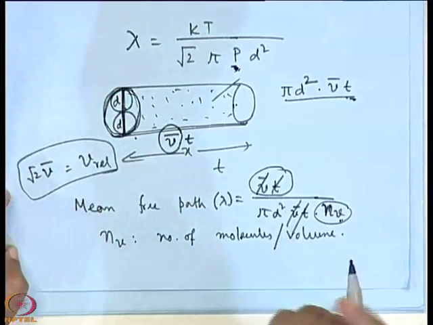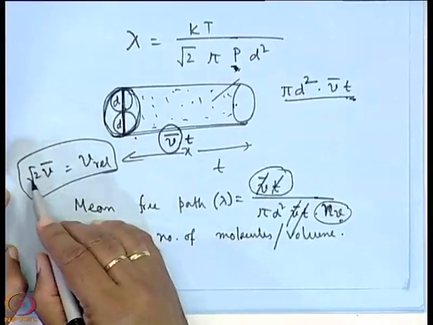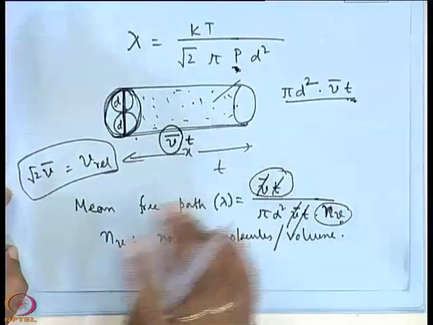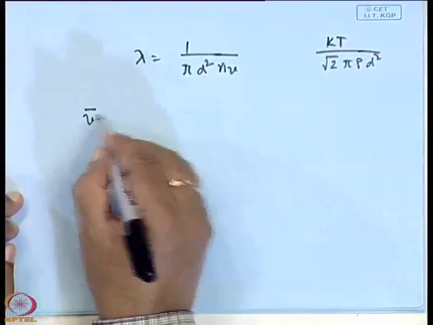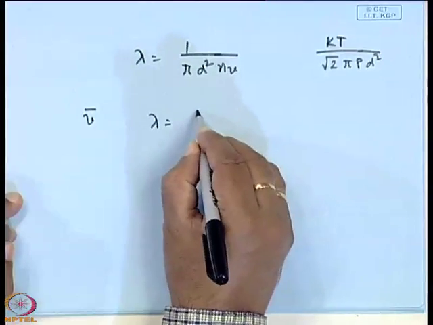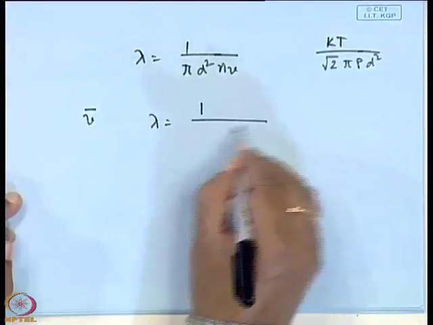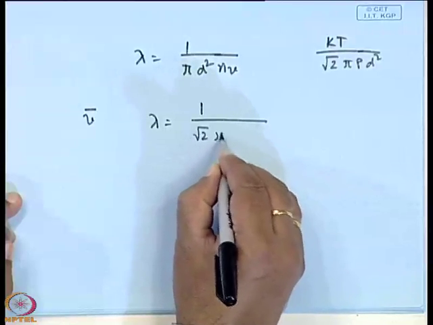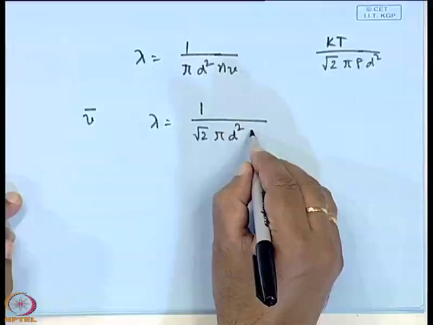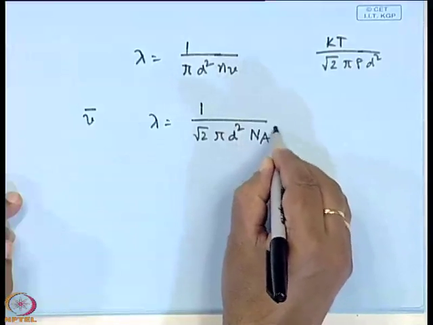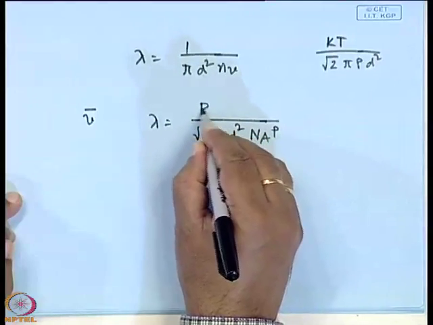In the textbook you have already proved in your BSc classes, the relative velocity is basically root 2 v. So now the lambda becomes 1 by root 2 pi d square n a p multiplied by r t.